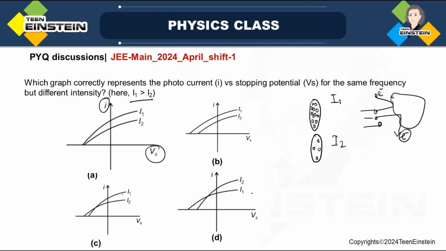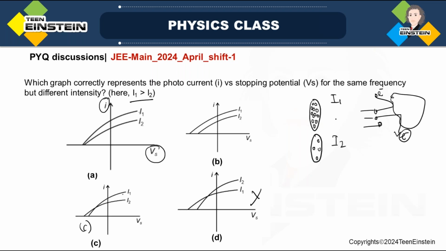Here the current is less for I1, so this is not true. I can leave this option D. Now I have option C, option A, option B. These all seem to be correct according to the explanation of the intensity and current relation.